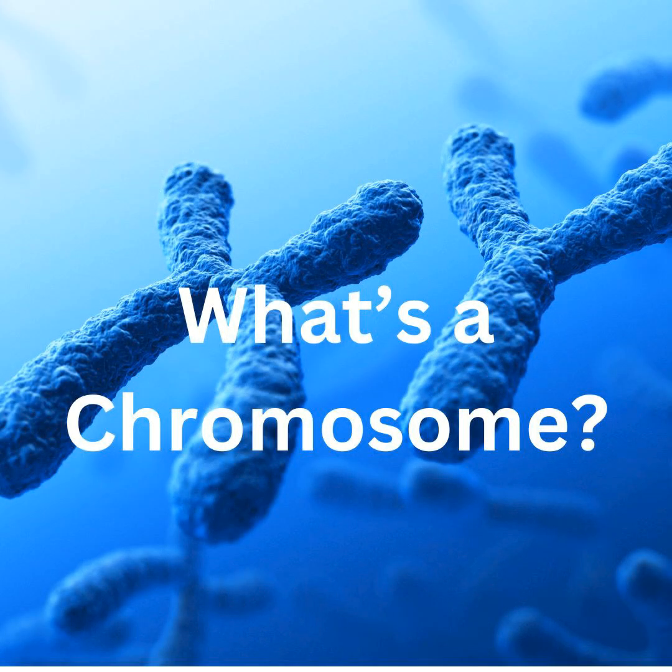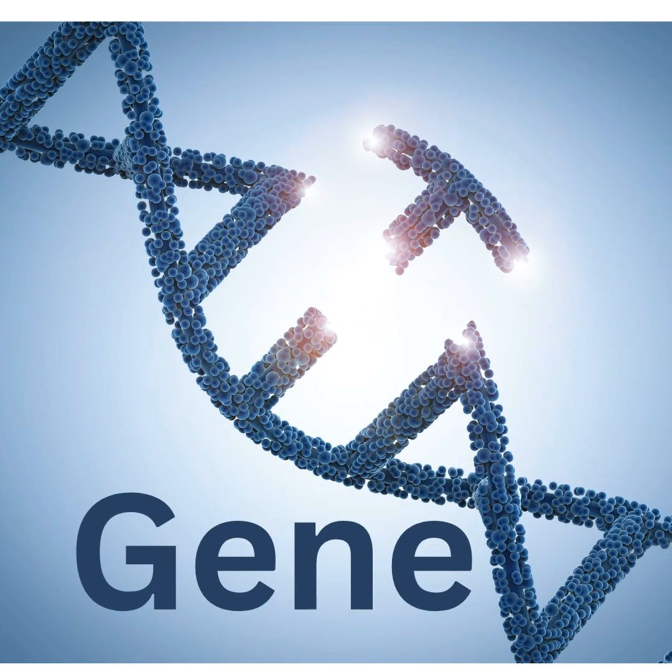Let's get some basic terminology out of the way. A chromosome is a thread-like structure of nucleic acid and protein found in the nucleus of most living cells. It carries genetic information in the form of genes. Now, what's a gene? A gene is a section of DNA in a specific location on a chromosome that contains information which determines a particular trait.